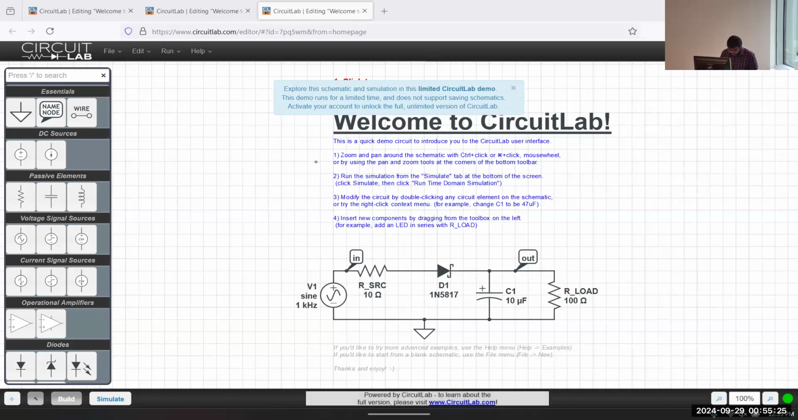I will show how we can solve in the simulators the same circuits that we have solved on pen and paper.